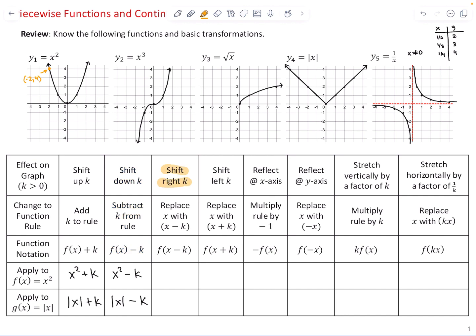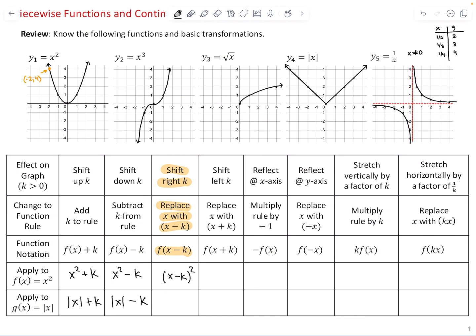To shift right k, you replace all the x's with x minus k. So you do a composition, f of, and then change the x's to x minus k. So in the case of x squared, begin with x squared, delete the x, give yourself some room, and in its place, put x minus k. So the minus k is with the x inside the parentheses, is part of the base. So the square would happen afterwards.